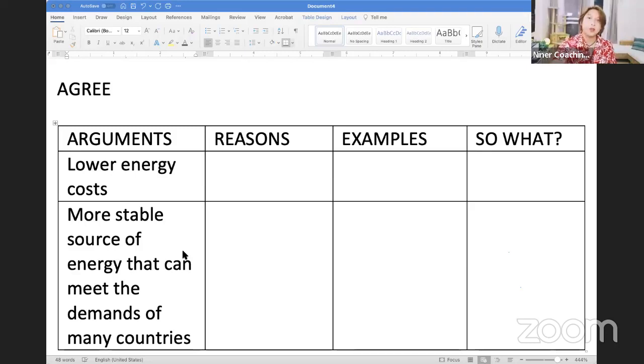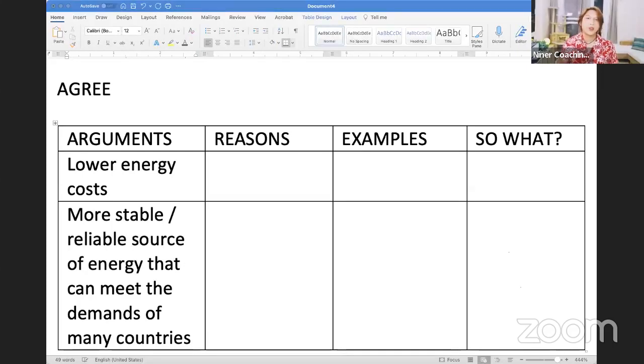Any other arguments you might have? Yeah, pollution levels will be lower, especially if a country like the Philippines is very much reliant on coal or fossil fuels to generate energy, because that's not very sustainable. Okay, very good. So it's a cleaner source of energy. Yes. It's reliable. That's, I think, what I used here. It's stable. Let's also put that word, reliable. Okay. A reliable source of energy.